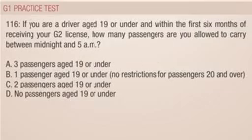Question 116. If you are a driver aged 19 or under and within the first 6 months of receiving your G2 license, how many passengers are you allowed to carry between midnight and 5 a.m.? A. 3 passengers aged 19 or under. B. 1 passenger aged 19 or under, no restrictions for passengers 20 and over. C. 2 passengers aged 19 or under. D. No passengers aged 19 or under.